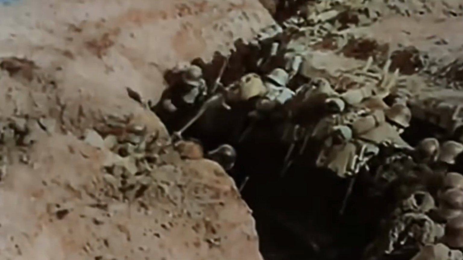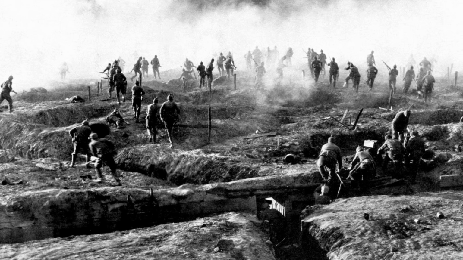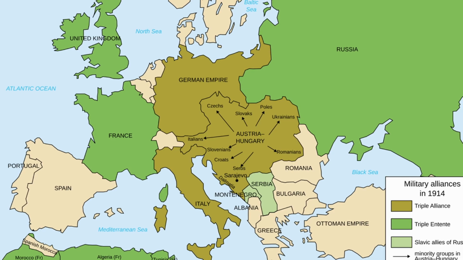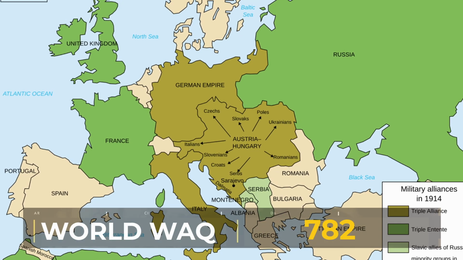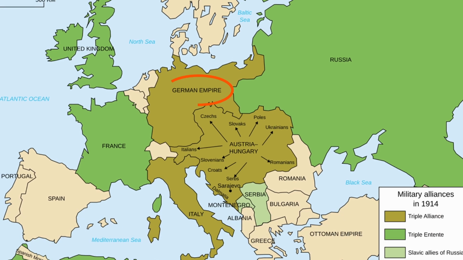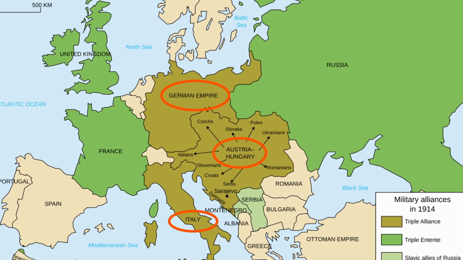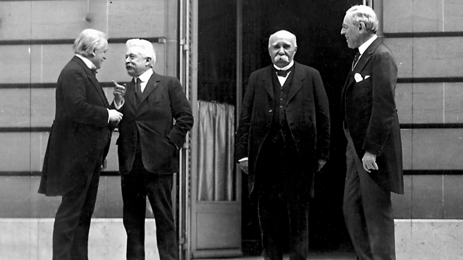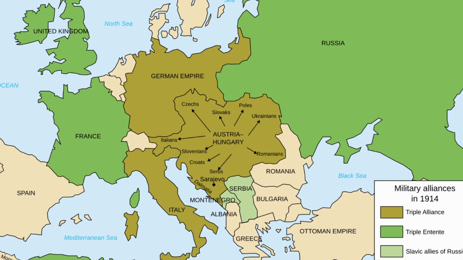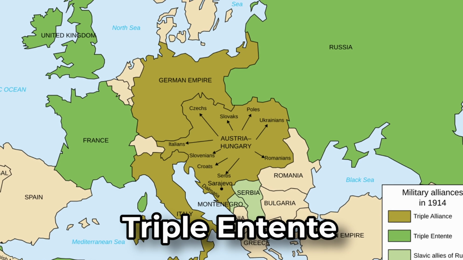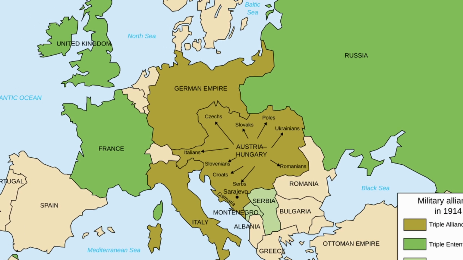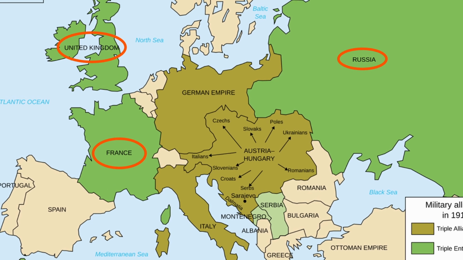Decades before the first shots of World War I were fired, the nations of Europe were already divided into two opposing alliances. On one side was the Triple Alliance, formed in 1882, consisting of Germany, Austria-Hungary and Italy. This pact aimed to counterbalance the growing influence of France and Russia. On the other side was the Triple Entente, established between 1904 and 1907, uniting Britain, France and Russia.